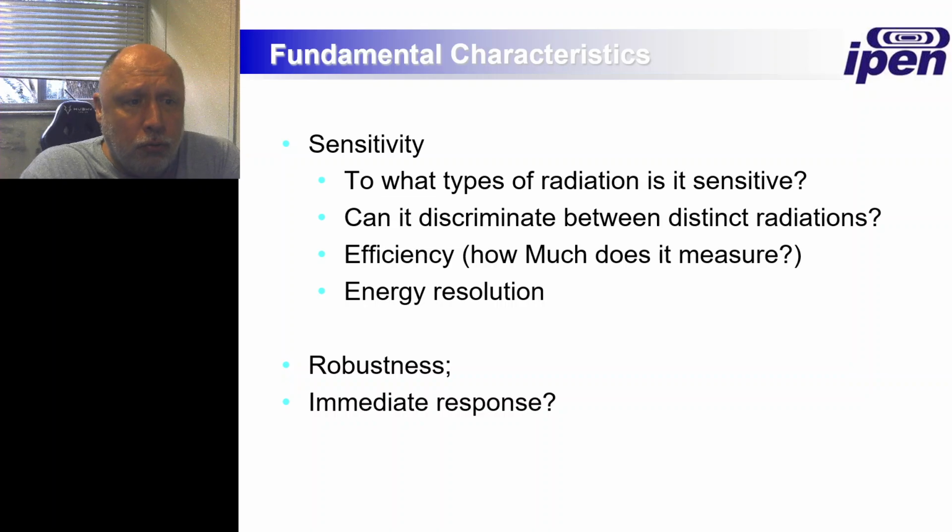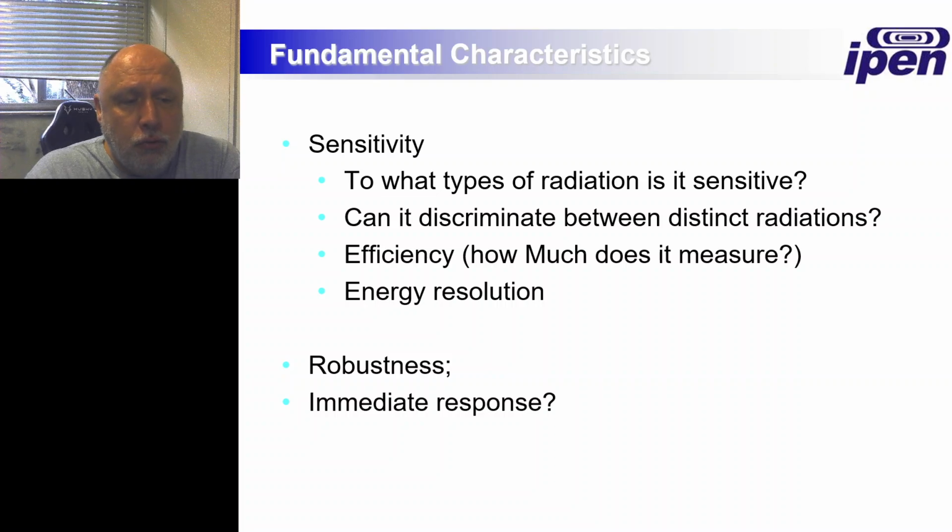Then there's the other question: can it discriminate between distinct radiations? Meaning, if I see or count events on a detector like this, and it's sensitive to more than one radiation, can I tell if this event was caused by gamma, beta, photons or neutrons?